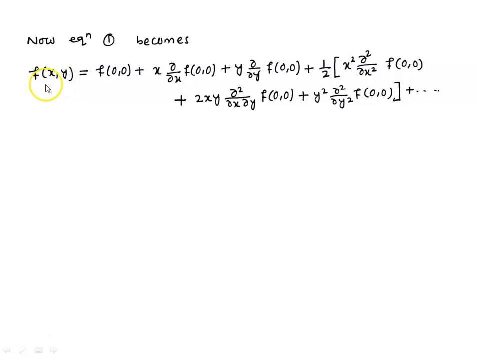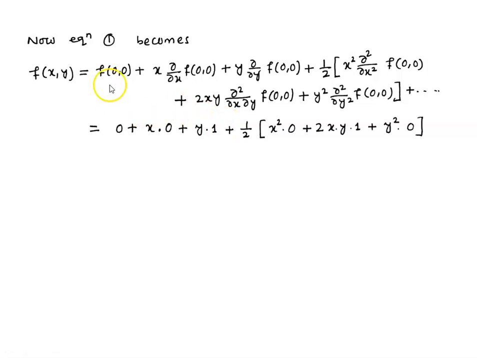Now we can put these partial derivatives in the formula to find out the expansion. So now our equation 1, f(x,y), is this. Now we have to replace f(0,0), ∂f/∂x at (0,0), ∂f/∂y at (0,0), which we have seen in the previous slide. By replacing f(0,0) with 0, ∂f/∂x at (0,0) with 0, and ∂f/∂y at (0,0) with 1, we have this expression, which is equal to y plus x y plus like this. This is the Taylor series expansion of the function f(x,y) in the powers of x and y.